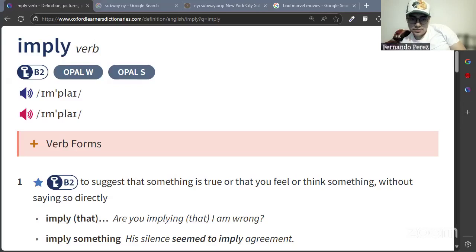So we need to use precisely the word imply. Sometimes it is very often used in an exam. In an exam, you have questions like, what does the text imply? And then you need to read the text and give an interpretation. You know, that is your idea, and we need to understand it.